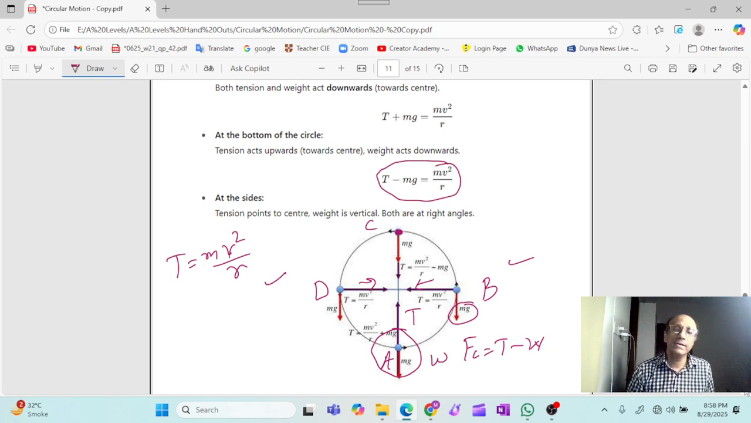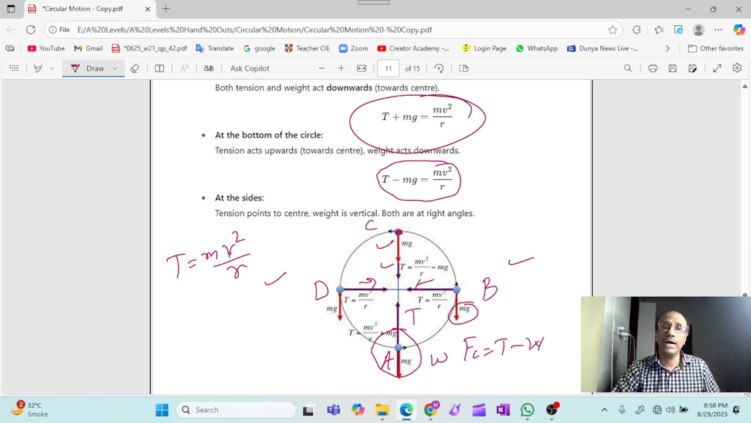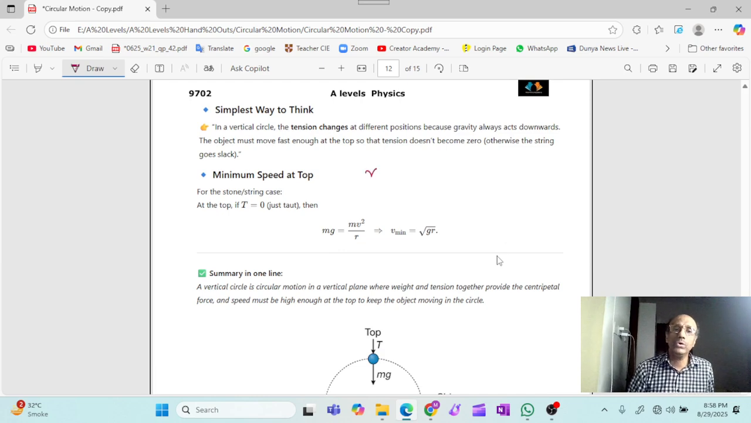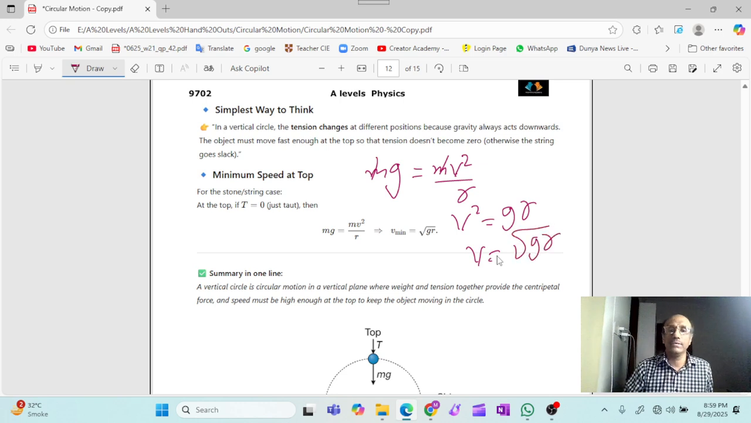Now at this point, weight is acting in the downward direction, and the force of tension is also acting in the downward direction. Now they are acting in the same direction. So what will happen? The centripetal force will equal T plus mg. I hope this will make your concept really very clear. If you want to calculate the velocity, weight is equal to mv² over r. Cancel out the mass, make v² the subject: v² equals g into r, and then v is equal to the square root of gr.